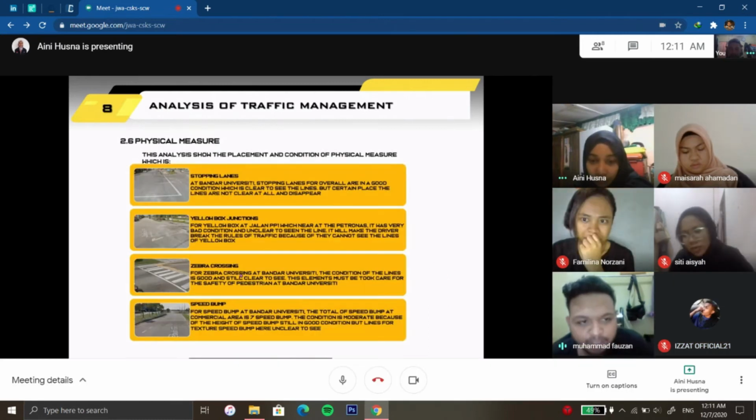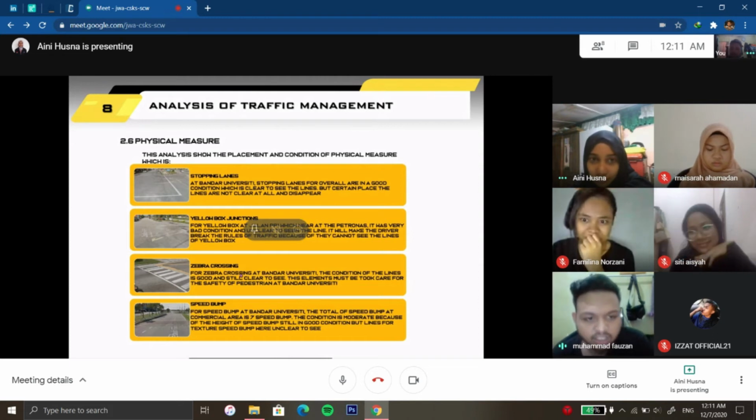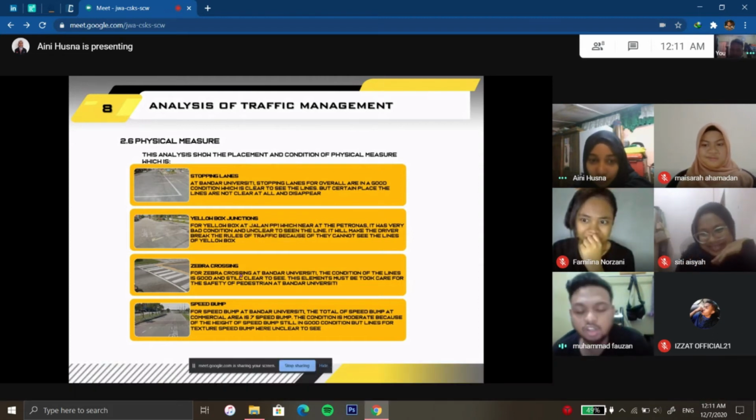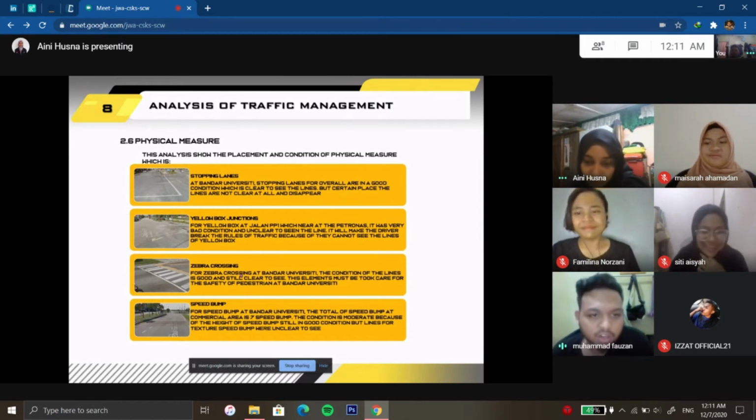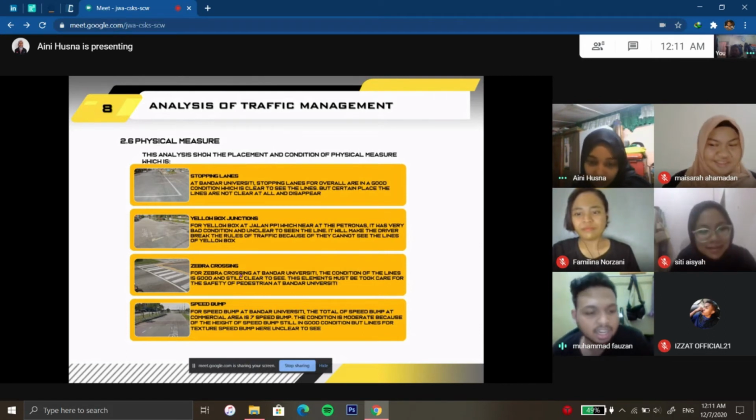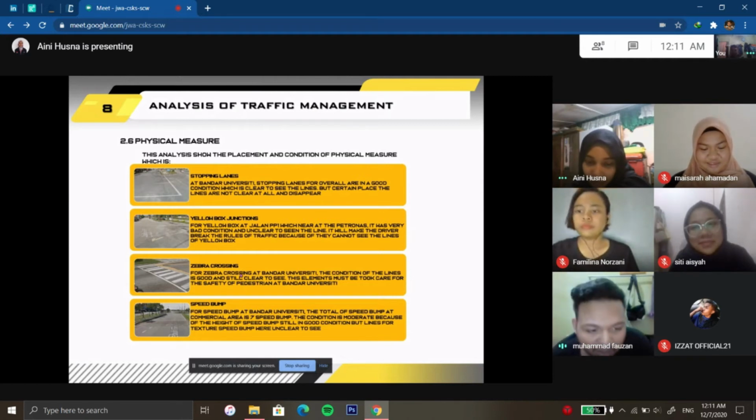For physical measures, there are 5 elements, which are stopping lanes, yellow box junction, zebra crossing, speed bump, and slow speed bump. For the overall elements, they are complete at Bandar University, but certain ones have a weakness. The good thing about the elements is that the lines are clear and the texture is in good condition. The weakness is that in certain places it is unclear, and this can cause accidents.